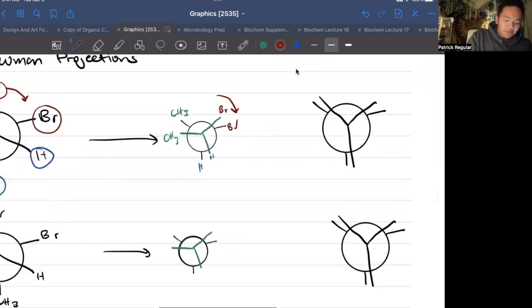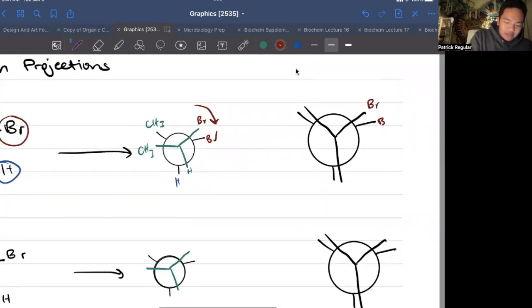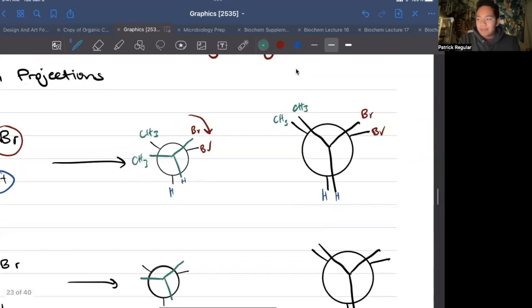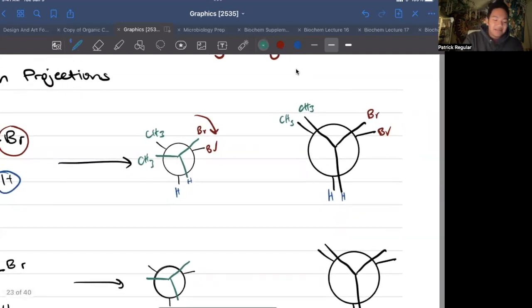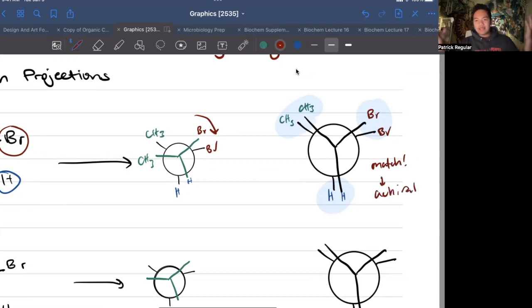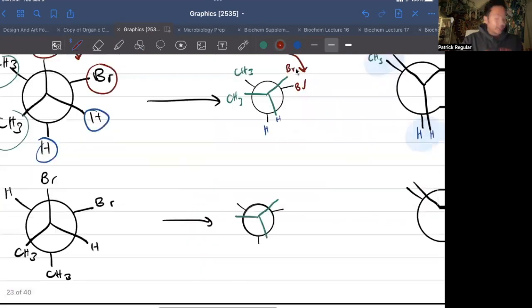Okay, so let's just redraw it. Br. And in actuality, they are eclipsed, but I'm just drawing them a little inch away from each other so that you guys can see it. All right, now this part is really easy. Every single group matches. If they match, it's achiral. That's it. All right, now let's give it another shot without this one.